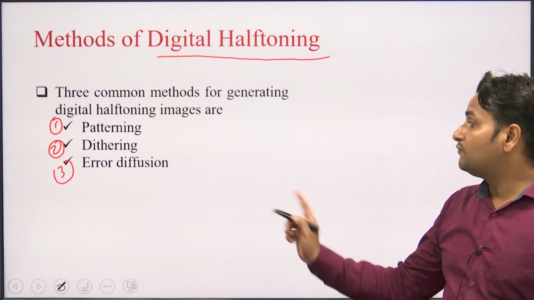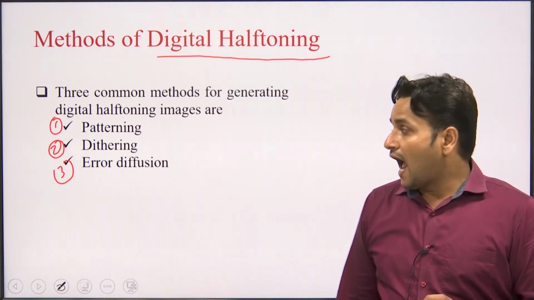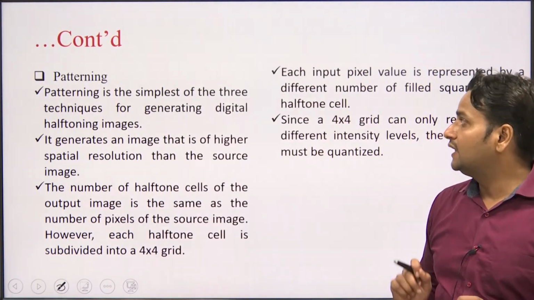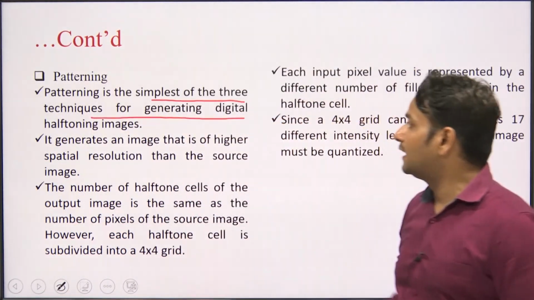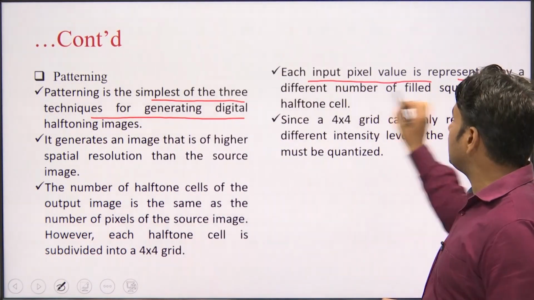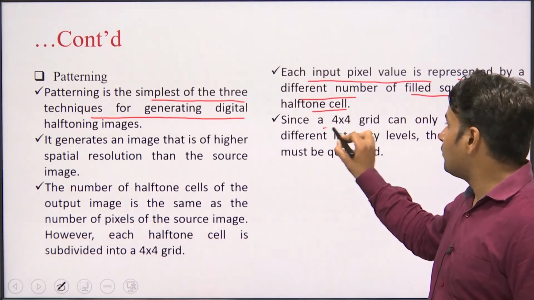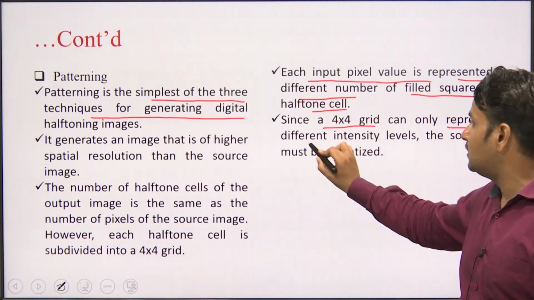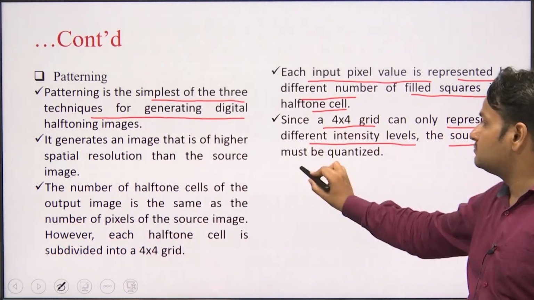If we talk about the first method in brief, patterning is where pre-specified patterns are used. What is patterning? It is the simplest of the three techniques for generating digital halftoning. Here each input pixel is represented by a different number of filled squares in a digital halftone. If we talk about a 4 cross 4 grid, it represents 17 different intensity levels, and the source image must be quantized.